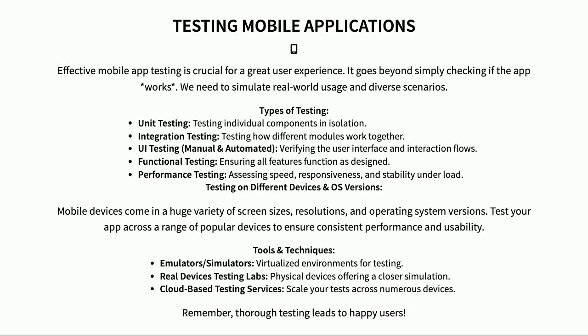Okay, let's talk about mobile app testing. It's super important. It's not just about seeing if the app works but really simulating how people will actually use it. We have different kinds of tests, like unit tests, which look at individual parts of the code, and integration tests to see how those parts work together. Then there's UI testing, both manually and with automated tools, which ensures everything looks good and works smoothly when a user interacts with it. Functional tests verify all features are doing what they're supposed to, and performance tests check that the app is fast and reliable.